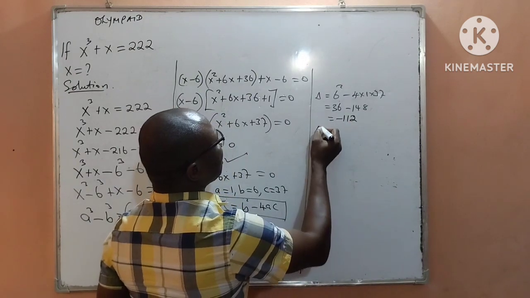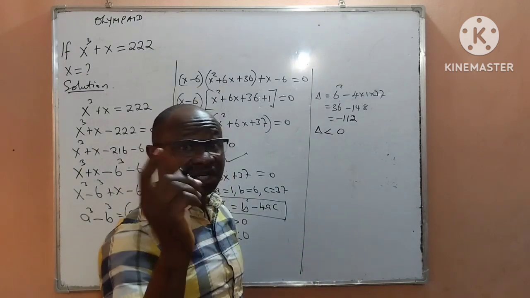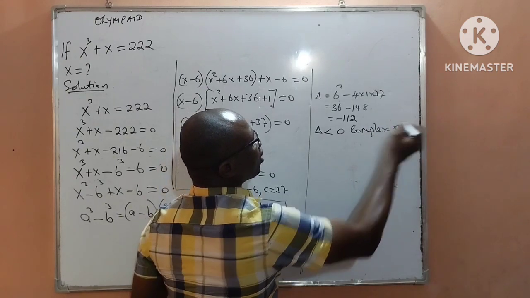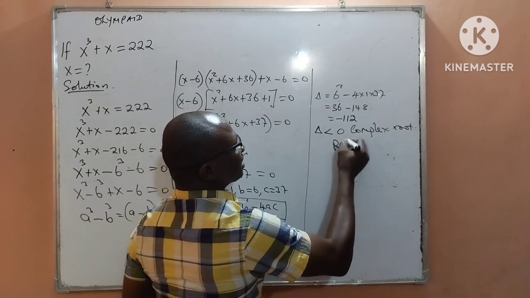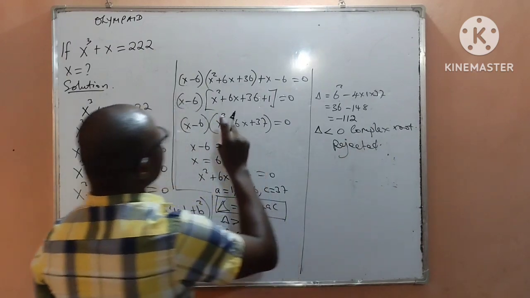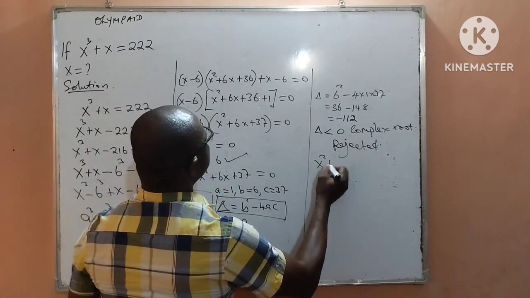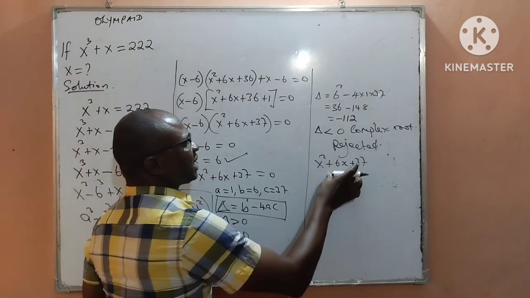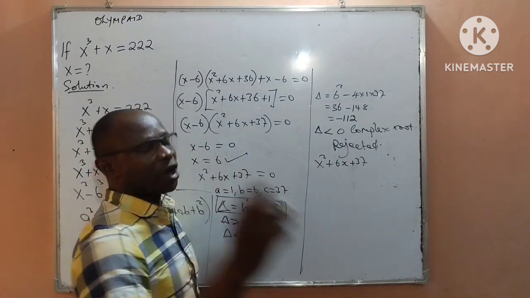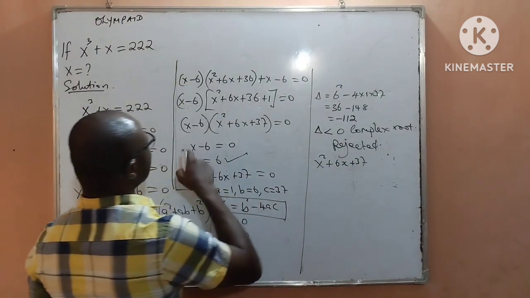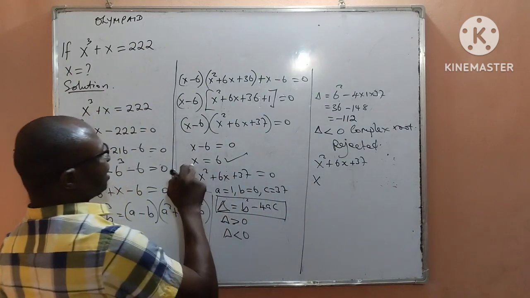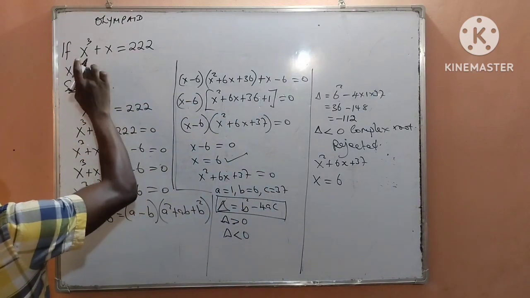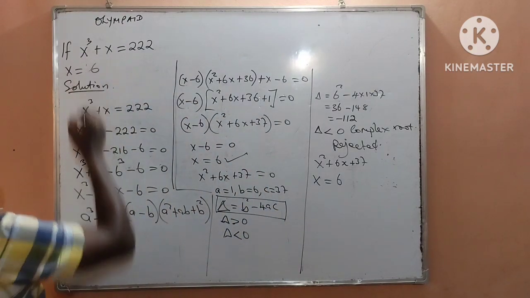What does it mean? It implies that delta is less than 0. Therefore, it will give us complex roots, and because of that, we reject that. Rejected. What does it mean? That x squared plus 6x plus 37 should be rejected because the values of x will be complex roots. In conclusion, the value of x that we need, that is real, is equal to 6. And therefore, our answer here is going to be 6.